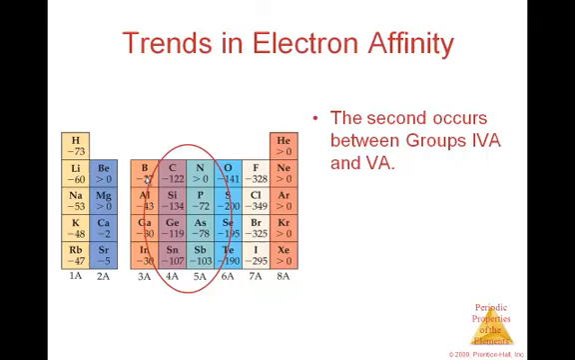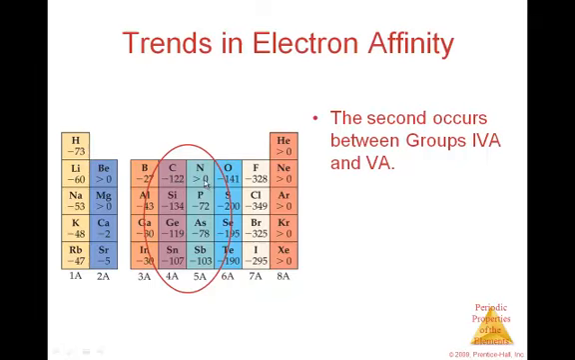The second problem or discrepancy comes between groups 4A and 5A. And again, this would be between the carbon family and the nitrogen family. Now, why would that be the case? Well, of course, when you have carbon, you have 2 electrons in the p sublevel. And to add an extra electron would mean that the sublevel is half full.